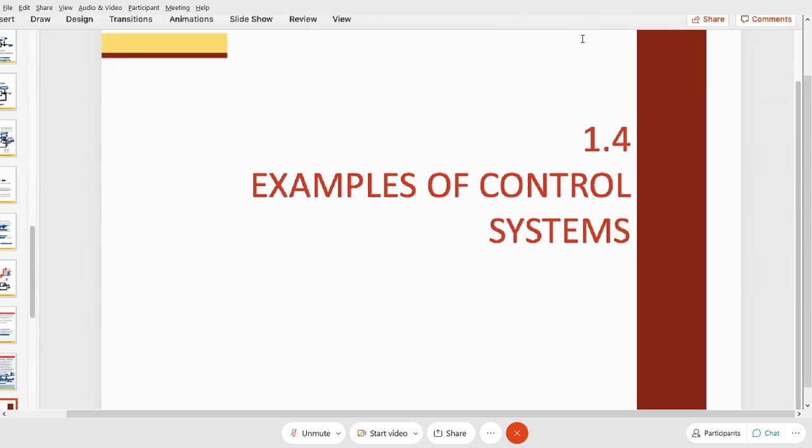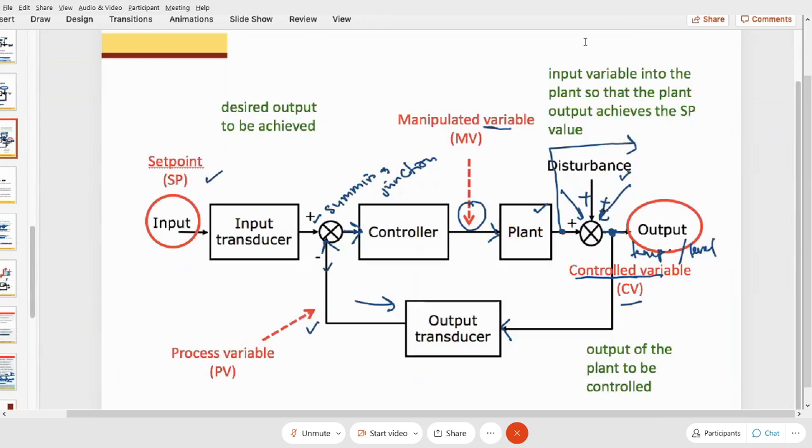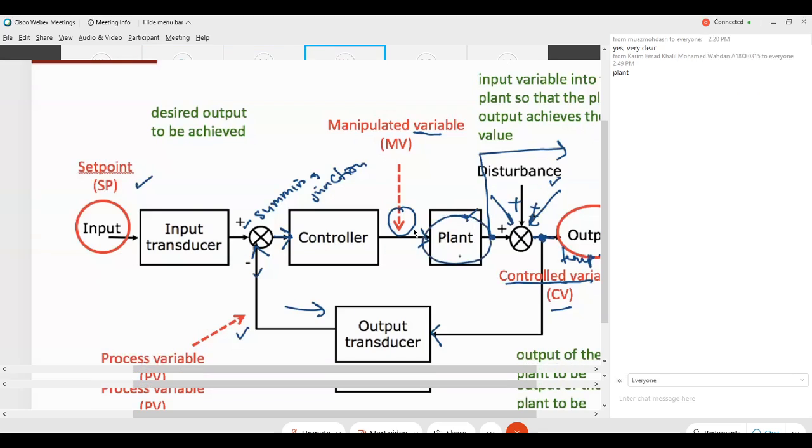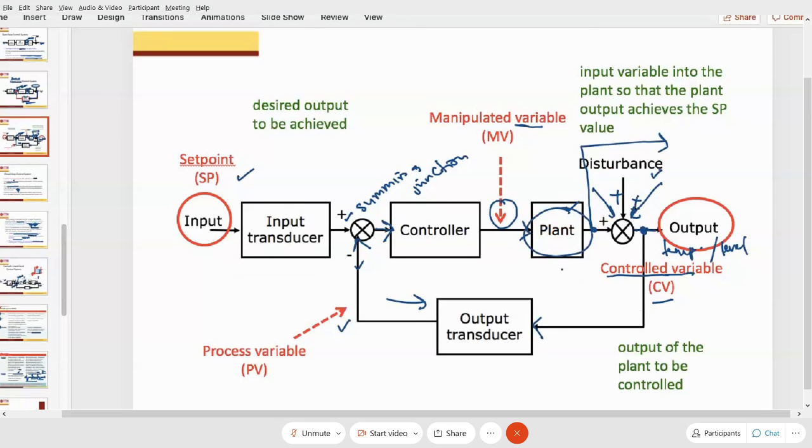Okay. What is actually your plan? So we have the plan here. Is it a plan? Does it mean the transfer function, or is it a device, or what is it?